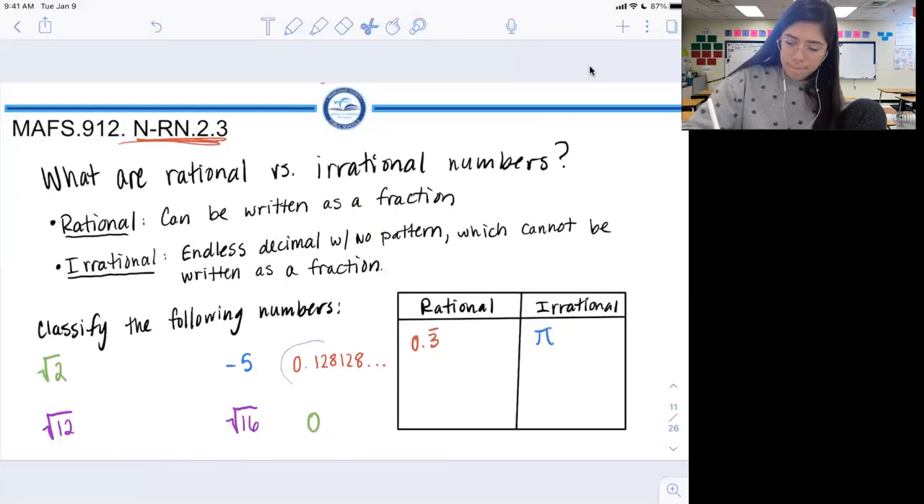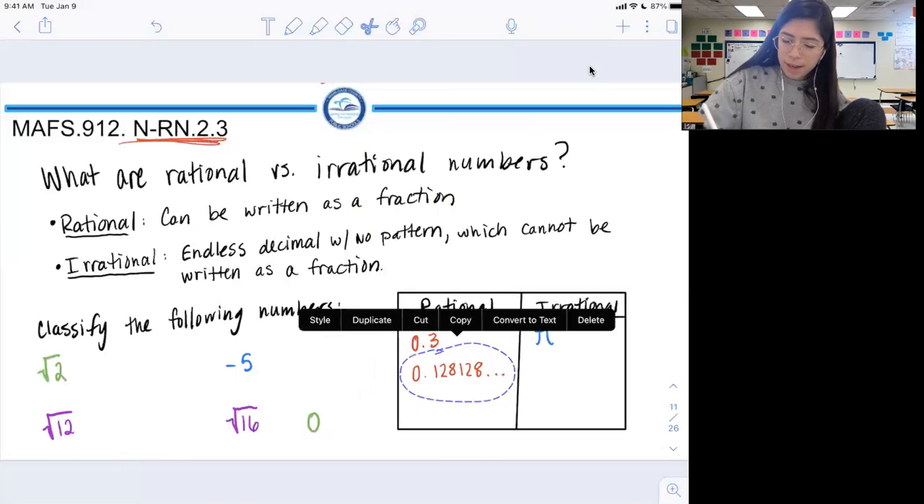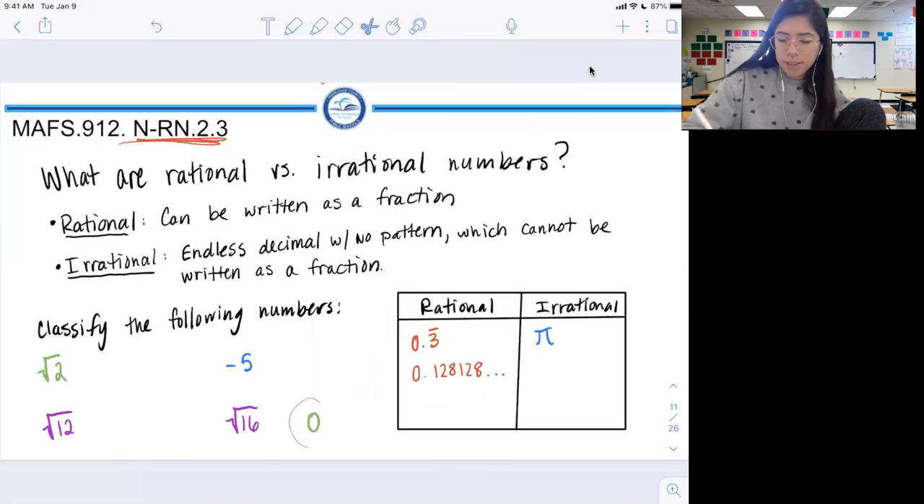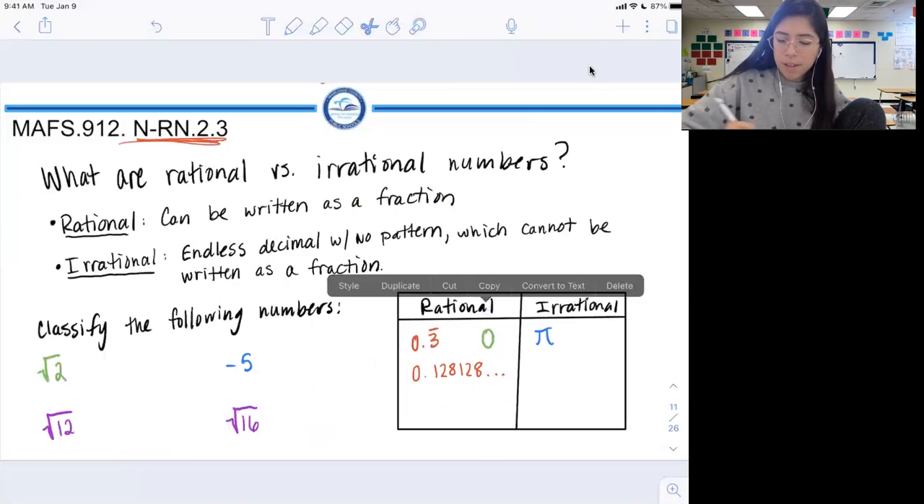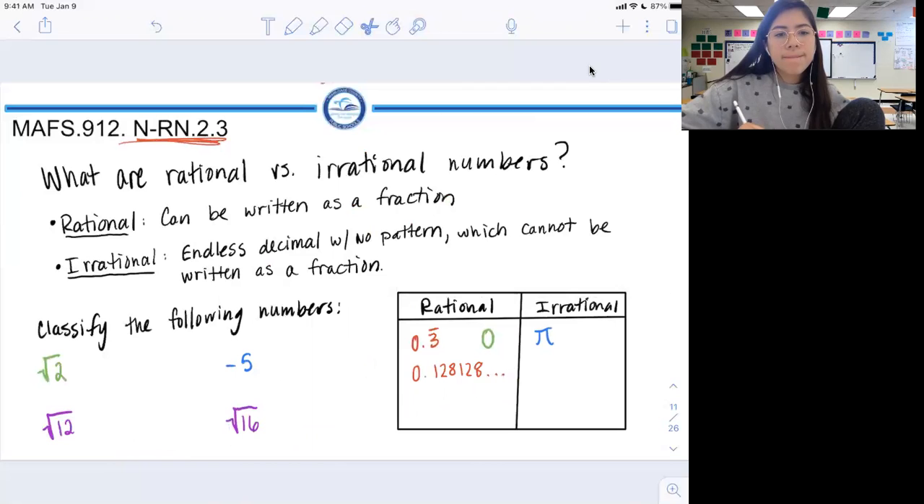What's another one? 0.128128 repeating. That one is rational because there is a pattern. What's the next one going to be? Rational. Good. Keep it going. The square root of 12. Rational. I think it's irrational, because that would be like 4.